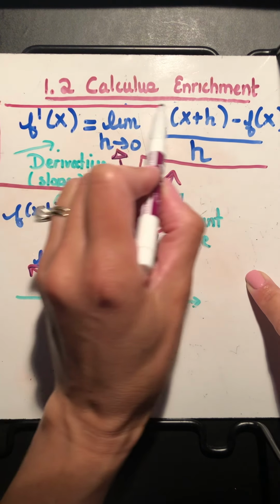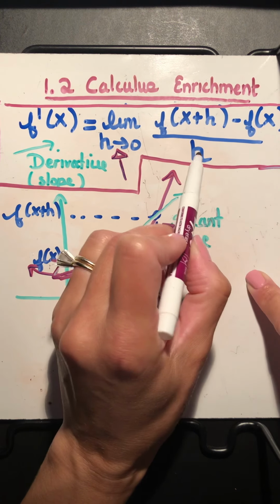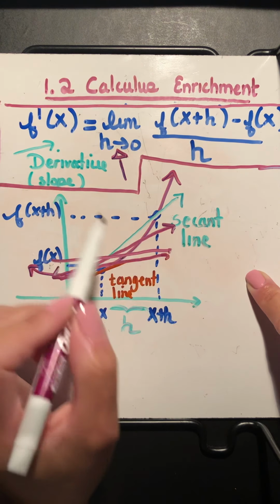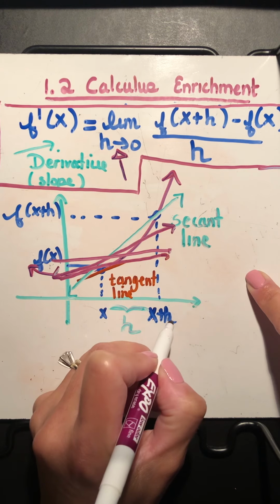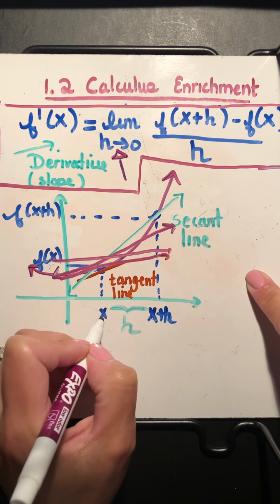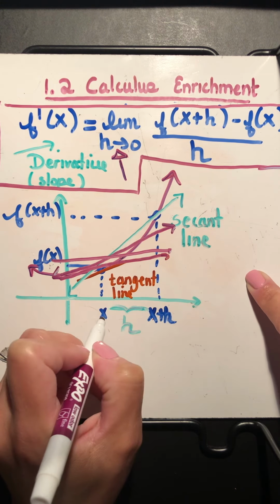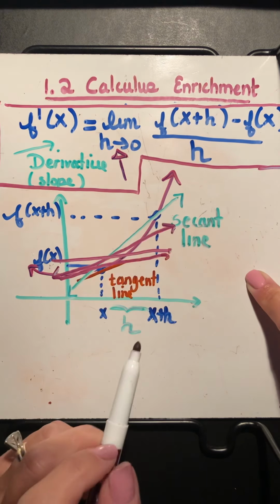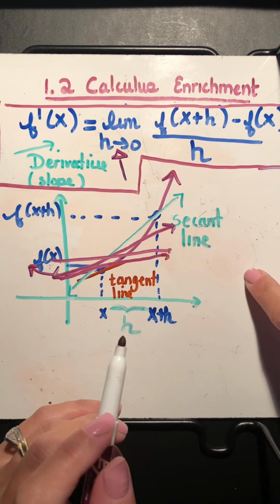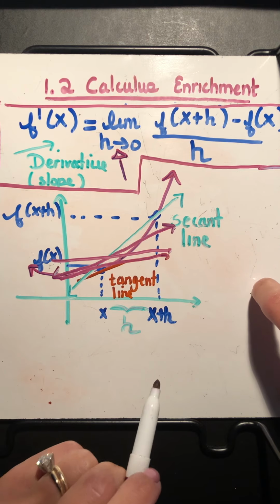And remember, the h came from x2 minus x1. x2 was x plus h. x1 was x, and when I subtracted them, the x's canceled. So that's why I just have the h there. So make sure you have that down, and we're going to do an actual calculation in the next video.